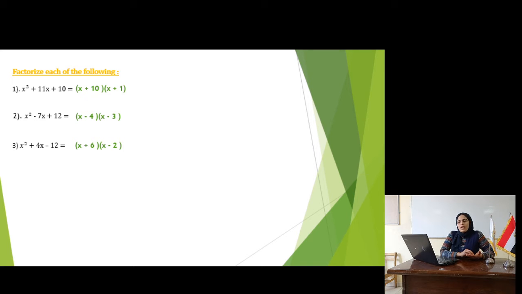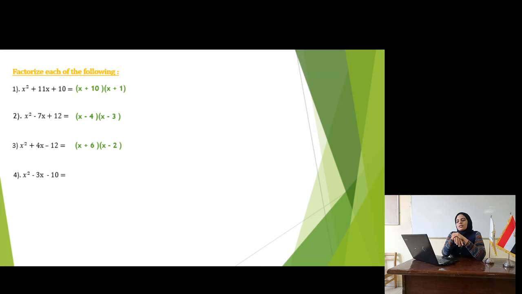If we have the sign negative for the third term, we will drop the sign of the middle term at the greatest number. So we have 6 and 2. 6 is greater than 2, so we will drop plus at 6 and negative with 2. Let's move to exercise number 4.